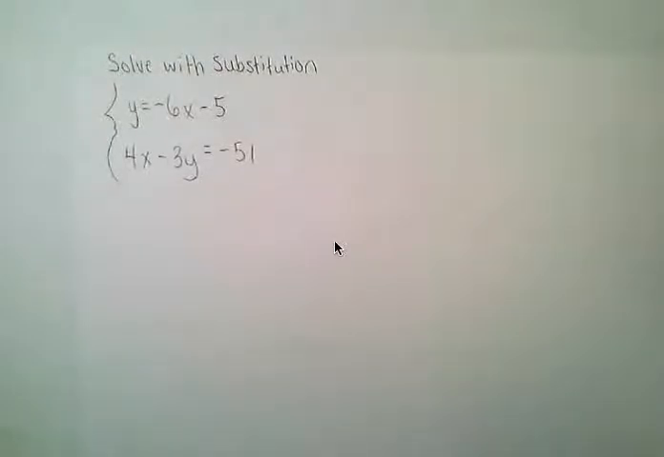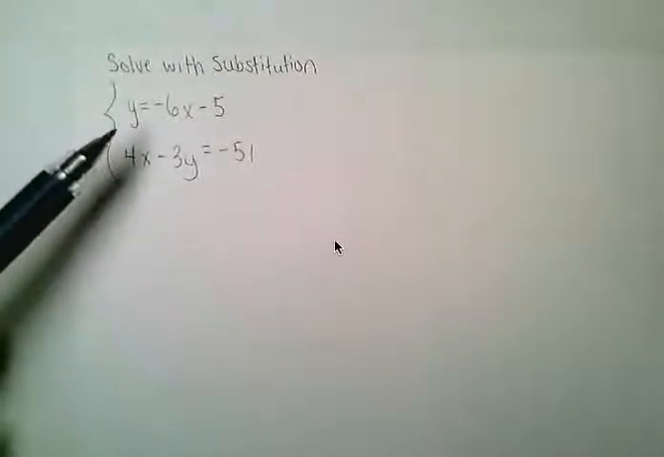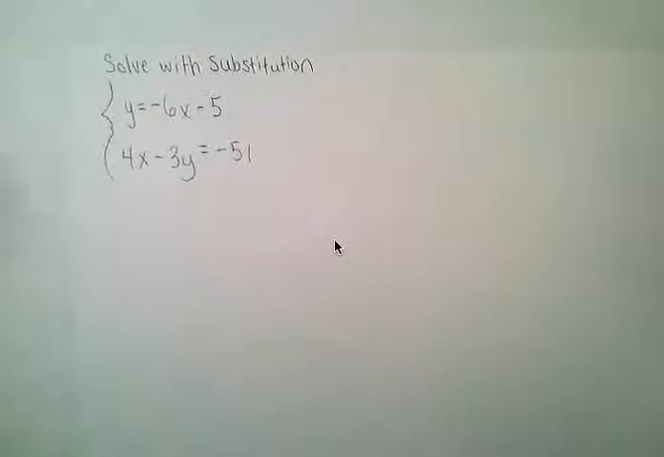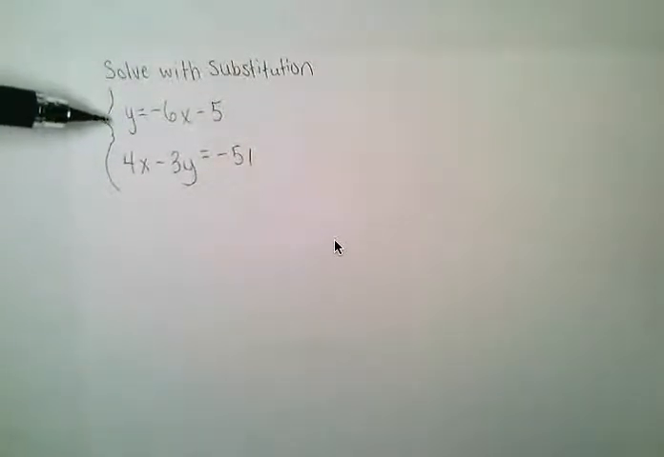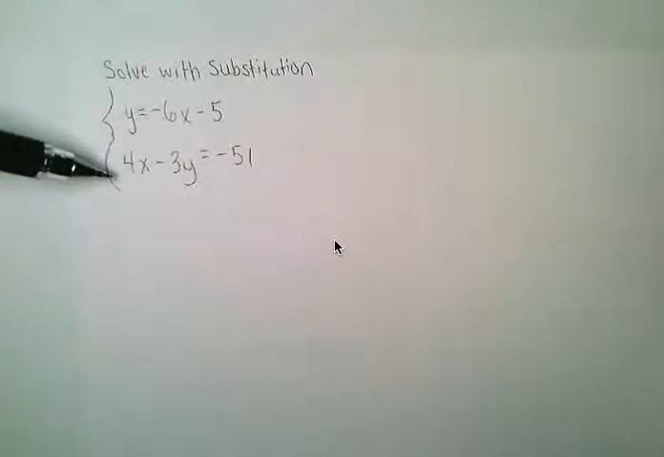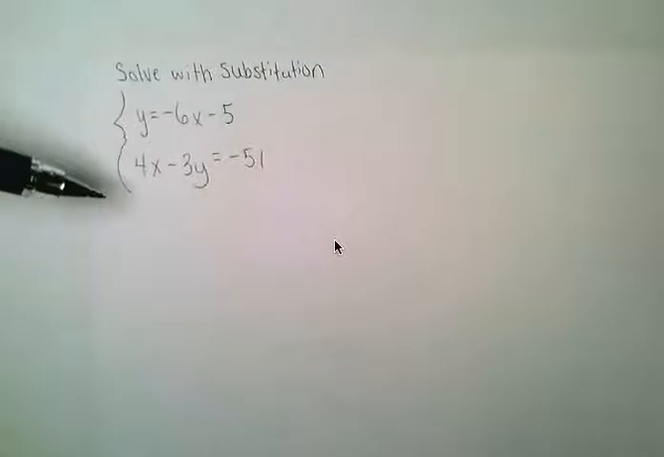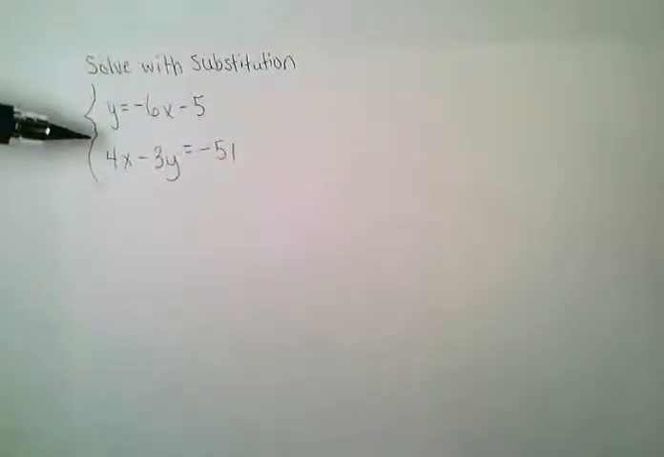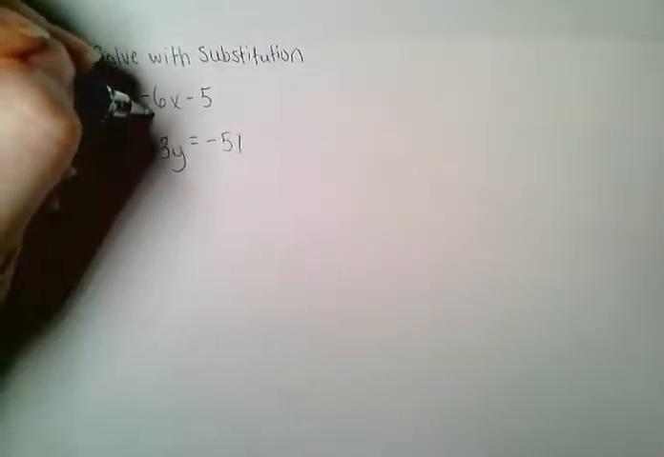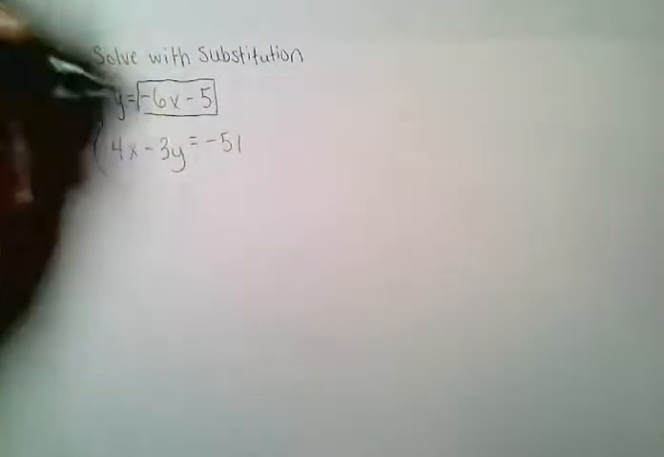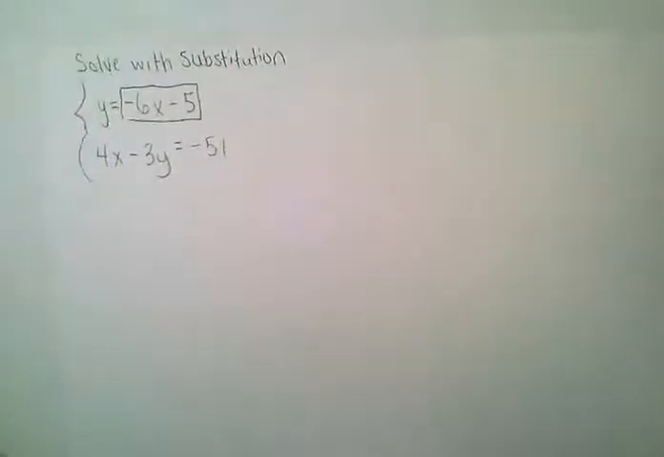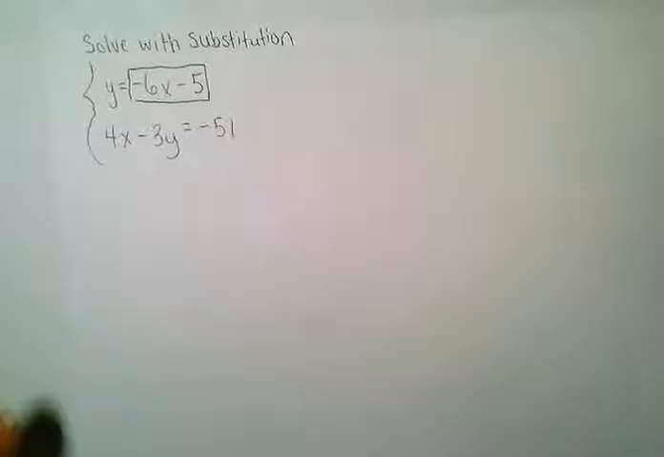Here's an example of solving a system of equations using substitution. If I have this system of linear equations, y equals negative 6x minus 5 and 4x minus 3y equals negative 51, I'm going to use substitution because the y is already isolated here, so if this whole expression is equal to y, I can substitute it into the other expression.